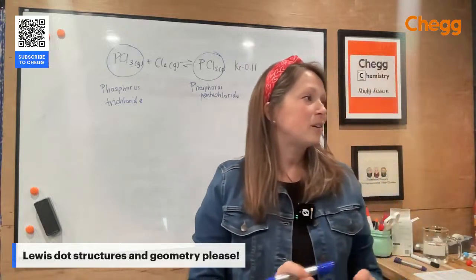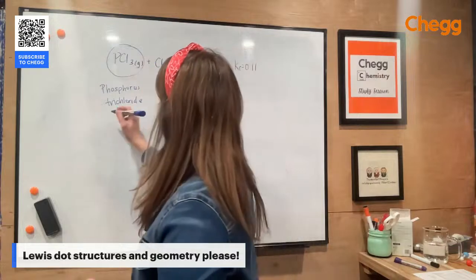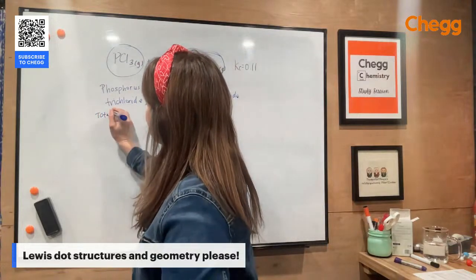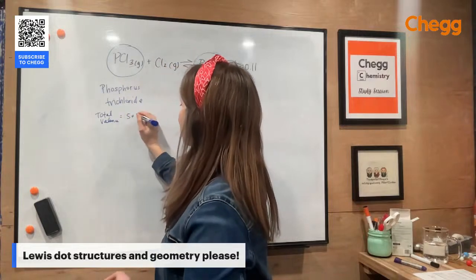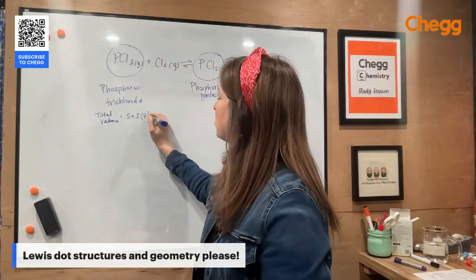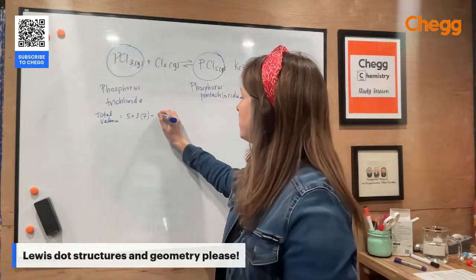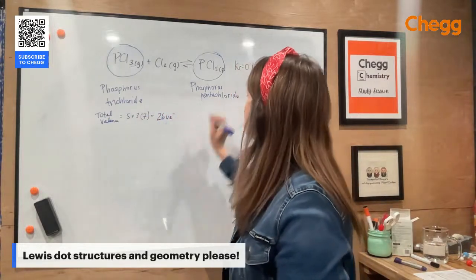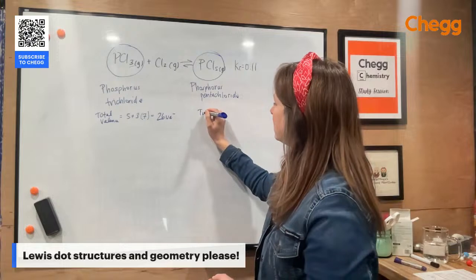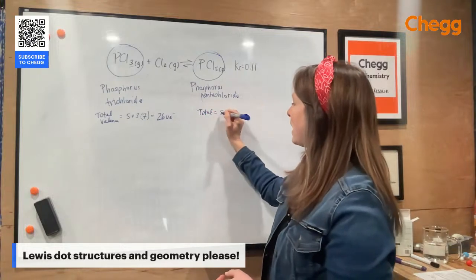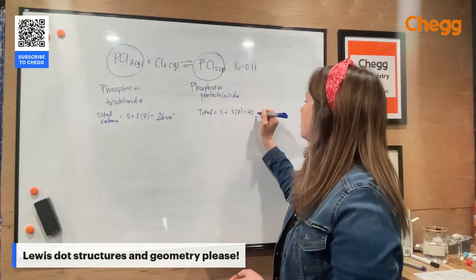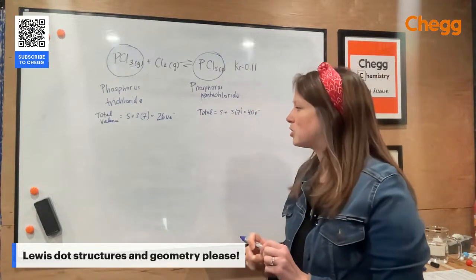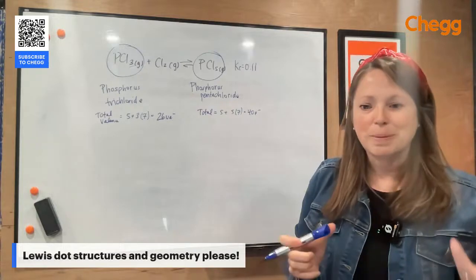So phosphorus is going to have 5 valence. So total valence, there are 3 atoms of chlorine in this one. Each atom of chlorine has 7. So that's 21, 26 total valence electrons. Versus phosphorus pentachloride, again we'll have 5 for phosphorus and then 35 in those chlorine atoms. So we'll have 40 electrons to place for phosphorus pentachloride.